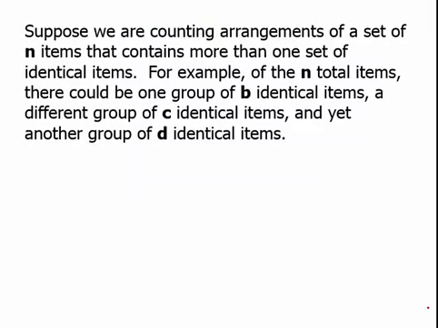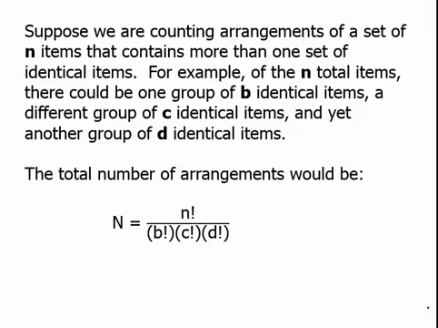Now suppose we are counting arrangements of a set of n total items that contain more than one set of identical items. So for example, of the n total items, there could be one group of b identical items, a different group of c identical items, and yet another group of d identical items. Well, then the total number of arrangements would be this. It'd be n factorial divided by the factorial of the size of each subgroup of identical items. So divided by b factorial, c factorial, and d factorial.